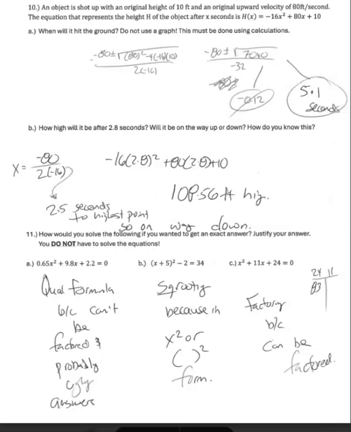Quad formula would work. Completing the square would work. Graphing technically would work because since we know the answers are probably going to be nice, you're going to be able to see them easily on a graph. But I'd probably solve by factoring. Just know that on the test, I'm going to force you to do it in certain ways. You cannot just do the quad formula for every single problem.